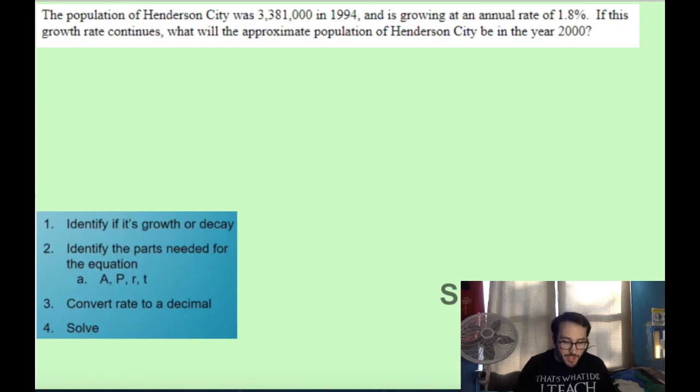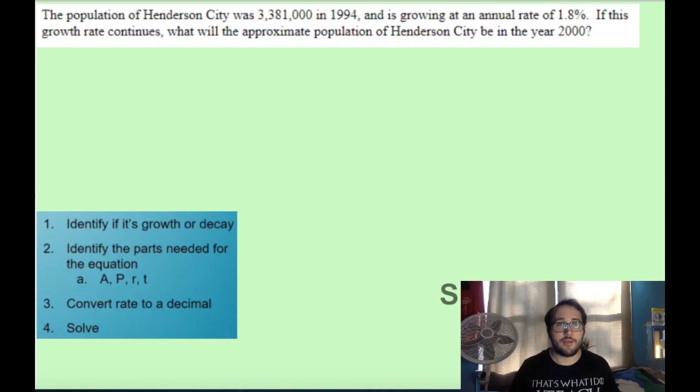Just like what was said in Ms. Fu's video, there are 4 things you have to do. Identify if it's growth or decay. Identify the parts needed for the equation, A, P, R, and T. Convert the rate to a decimal, and solve. So, first things first, is this growth or decay?